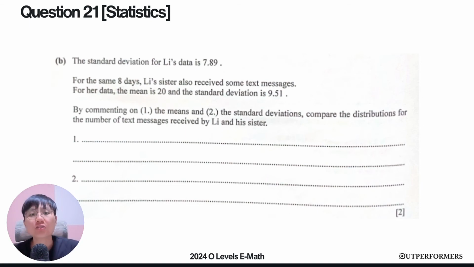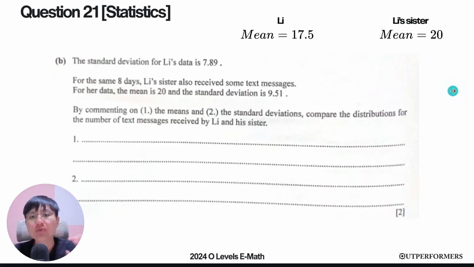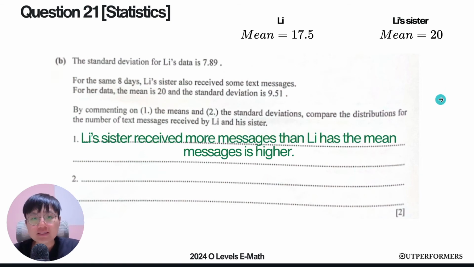They like us to give comments about the means and the standard deviation over here. So we can first talk about the mean, right? Number one, Lee and Lee's sister has mean 17.5 and 20 respectively. And mean usually refers to the magnitude. We can compare, someone is faster, heavier, has more of this, less of that. We can use mean. So Lee's sister received more messages than Lee, as the mean of messages is much higher, 20 and 17.5.